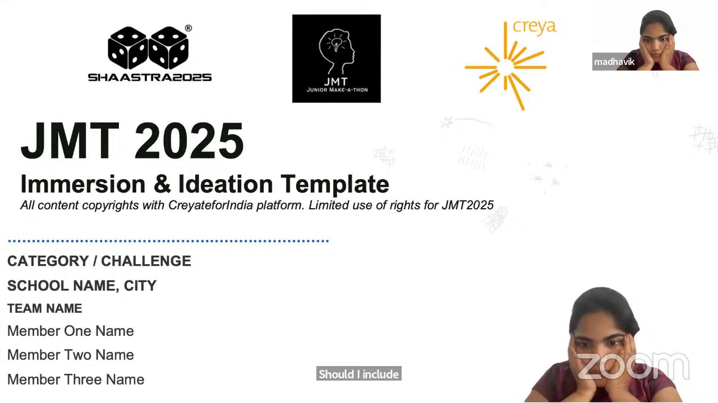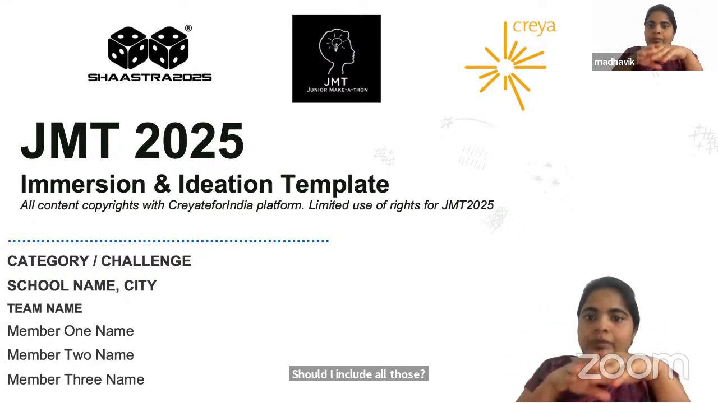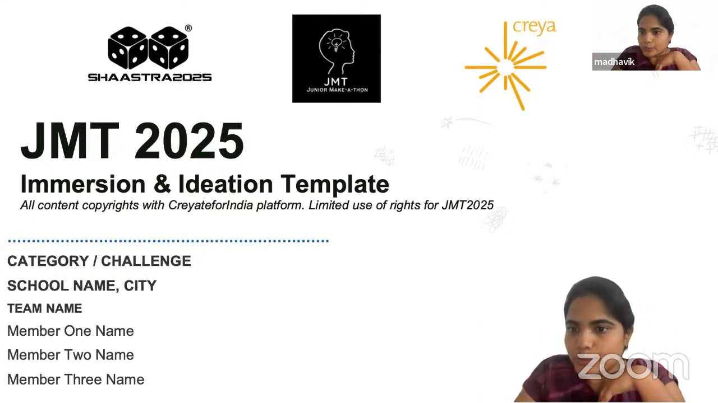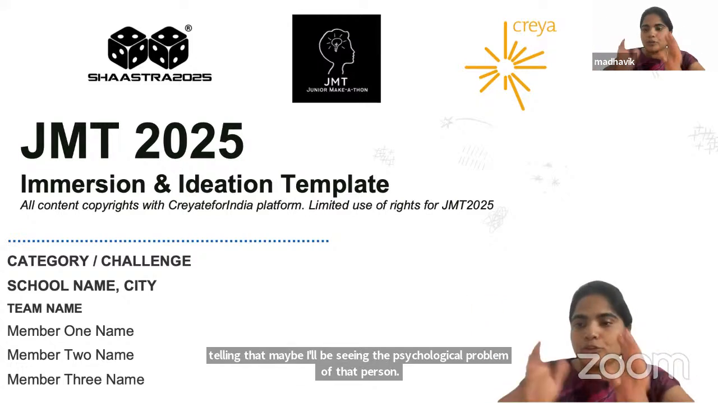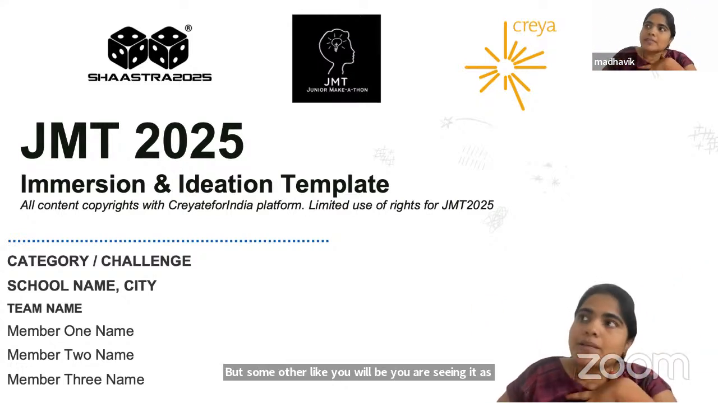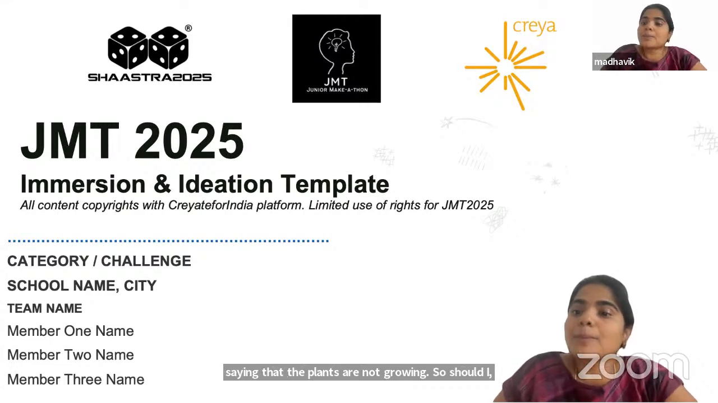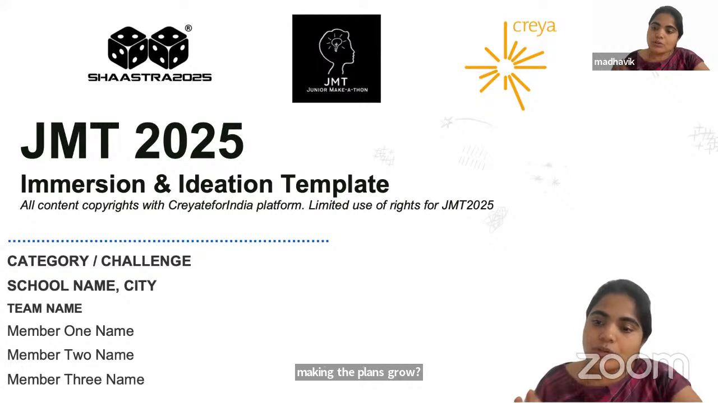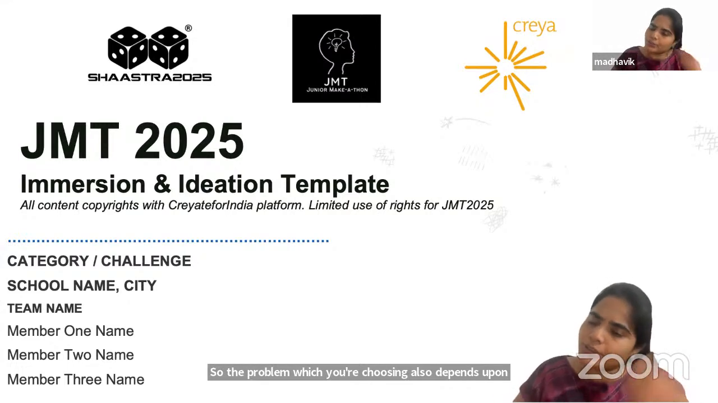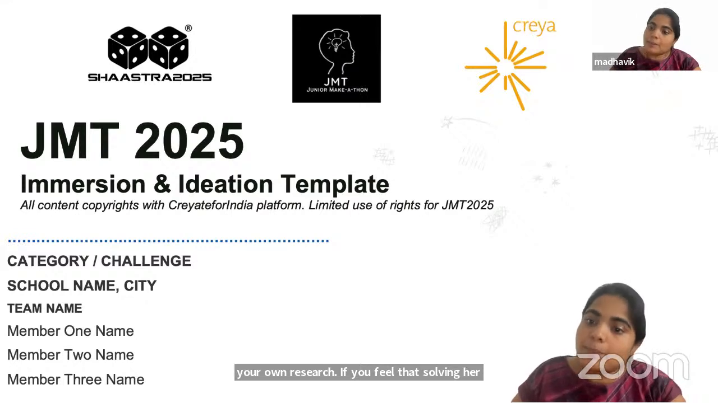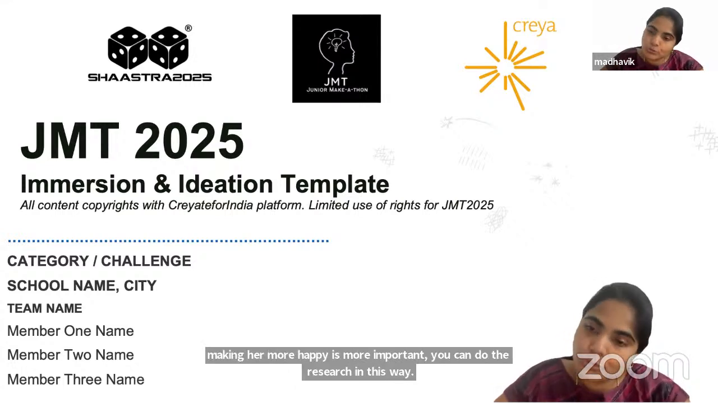For the same example you're telling, there might be a person who is very much attached to plants. You might see the psychological problem of that person, but I might see that the plants are not growing, and research how to make the plants grow. So the problem you choose also depends upon your own research. If you feel that solving her psychological problem is important, you can go that way. Or if you feel that making the plants grow and making her happy is more important, you can research how to grow plants and how to solve her problem.